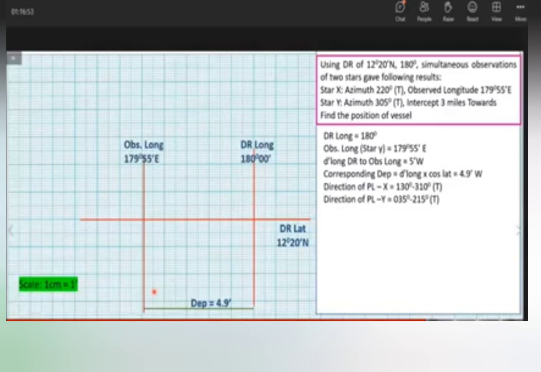So clear up to here, beta, shall we go ahead? Yes. Very good.